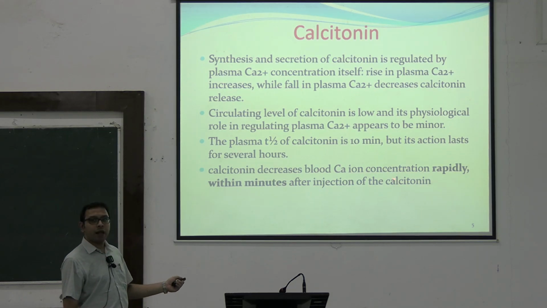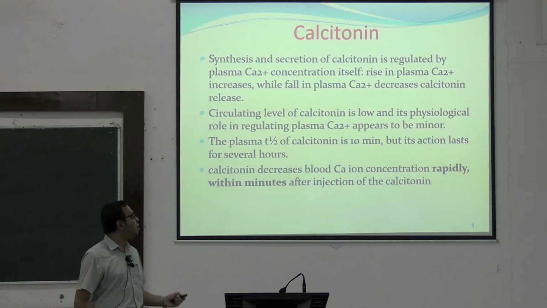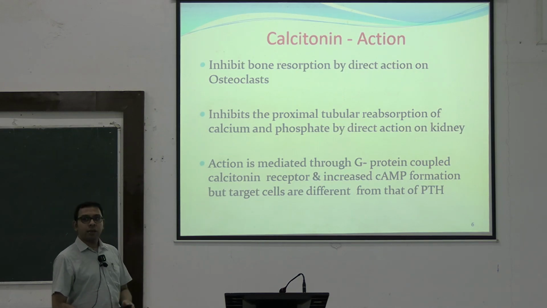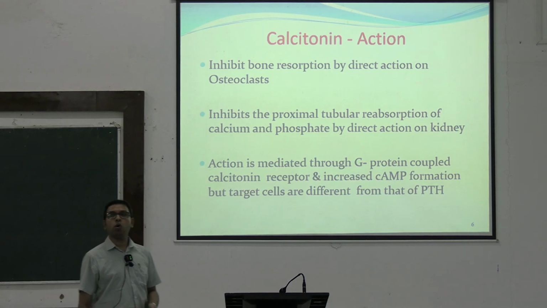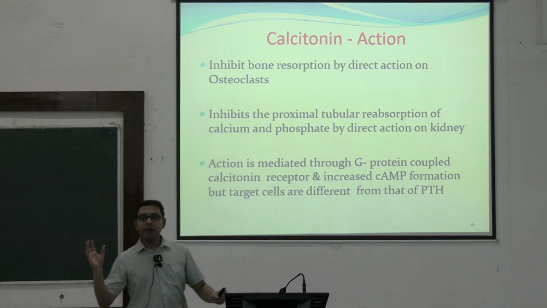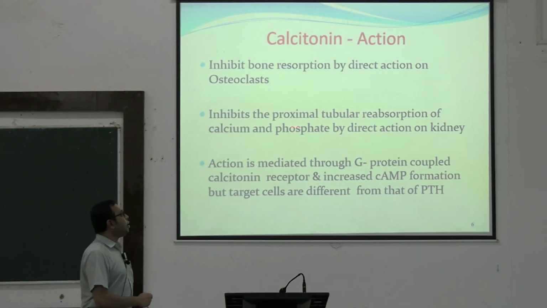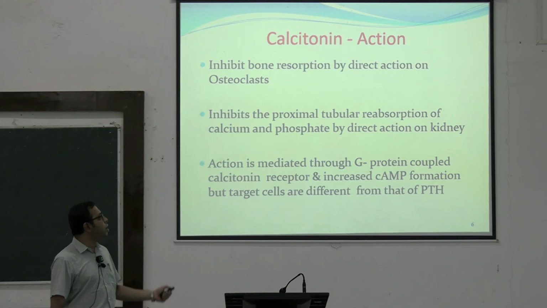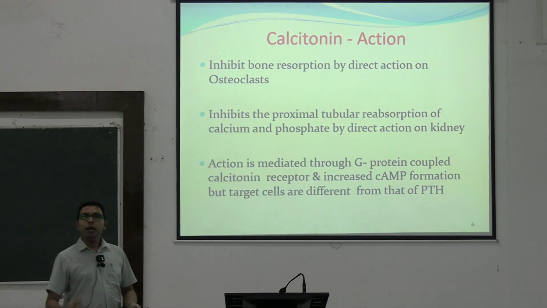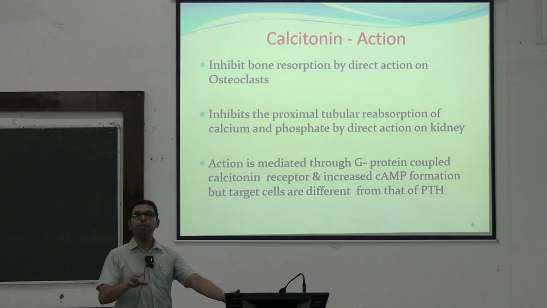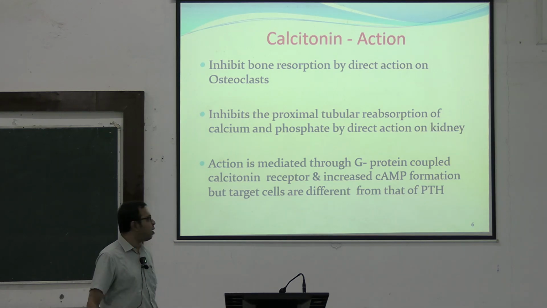It decreases plasma calcium concentration rapidly, within minutes after injection of calcitonin. As for its actions, it inhibits bone resorption by direct action on the osteoclast cells. It inhibits the proximal tubular reabsorption of calcium and phosphate by direct action on the kidney. Inhibiting reabsorption means more calcium and more phosphate will be excreted through the urine.